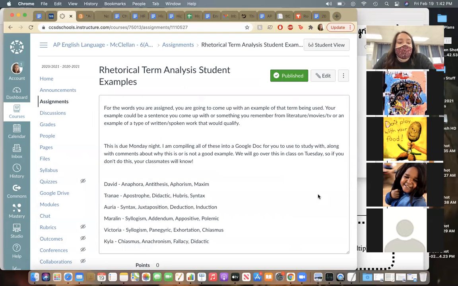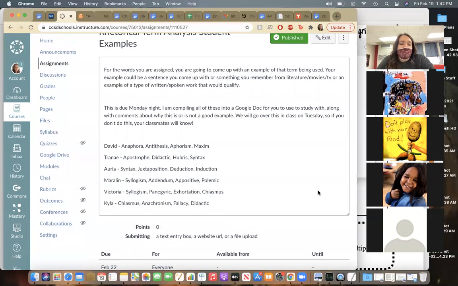So David, your words are Anaphora, Antithesis, Aphorism, and Maxim. Aren't these all such strange words? Trinae, you're doing Apostrophe, Didactic, Hubris, and Syntax. AJ, Syntax, Juxtaposition, Deduction, and Induction. Marilyn, Syllogism, Addendum, Apostrophe, and Polemic. Victoria, Syllogism, Panegyric, Exhortation, and Chiasmus. And Kyla, Chiasmus, Anachronism, Fallacy, and Didactic.